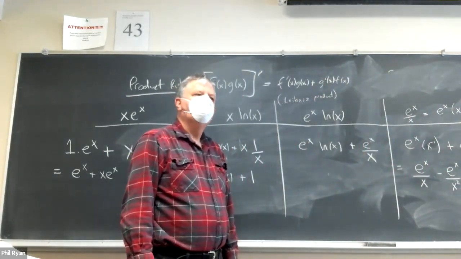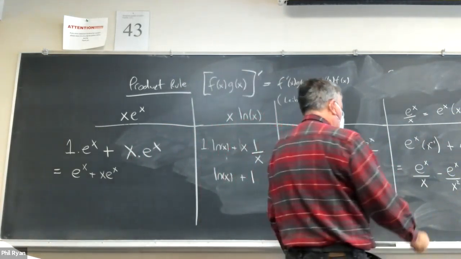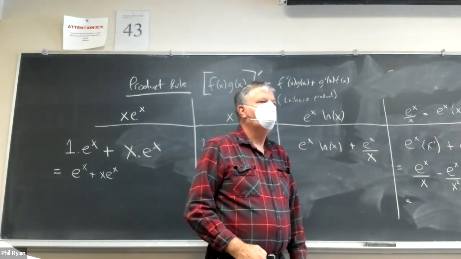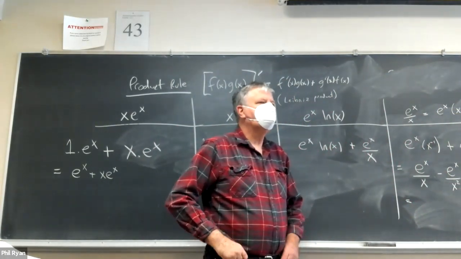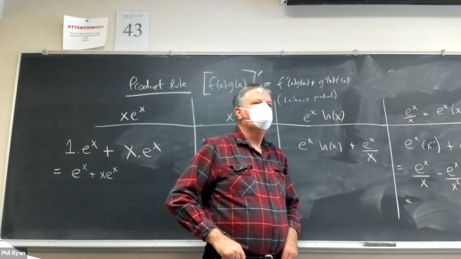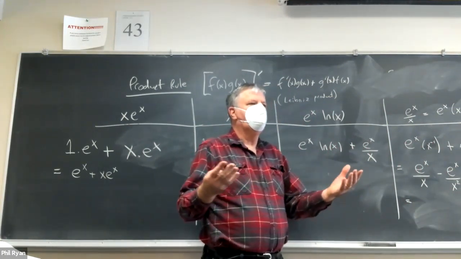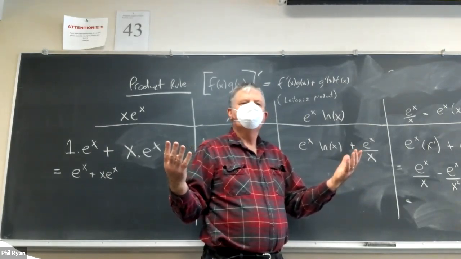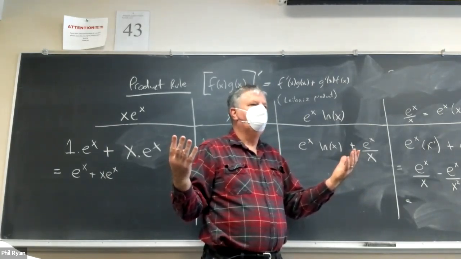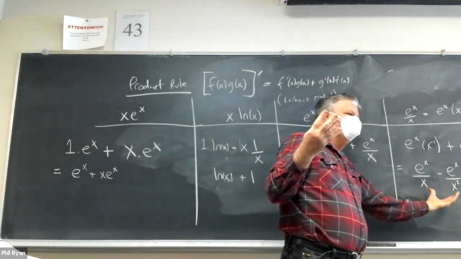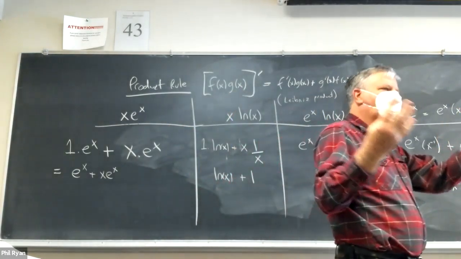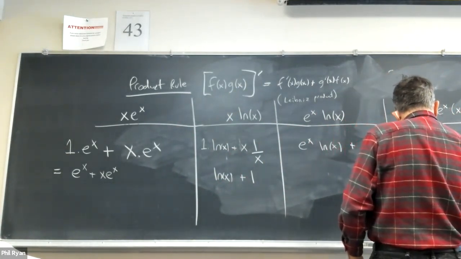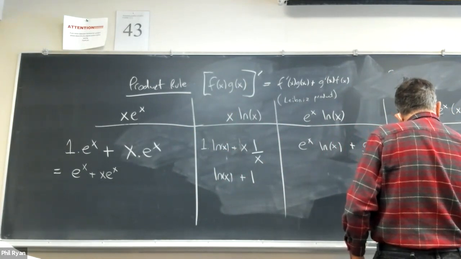That's a good enough answer, but if we wanted to do more work, what would we do? If we wanted to do more algebra, what could be the next step? What do we call that when we've got fractions and we put fractions together? What's the magic phrase? We find the thing on the bottom, common denominator, right? So that would be x squared. So that would be x e to the x minus e to the x.